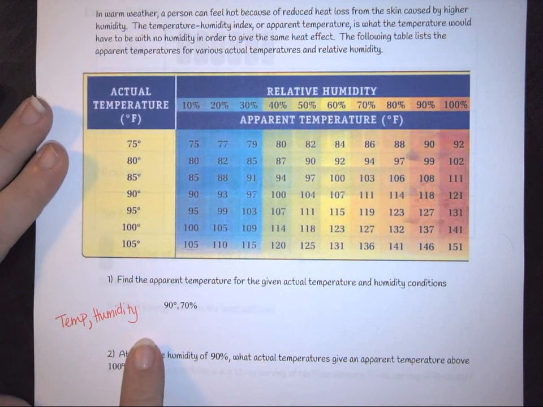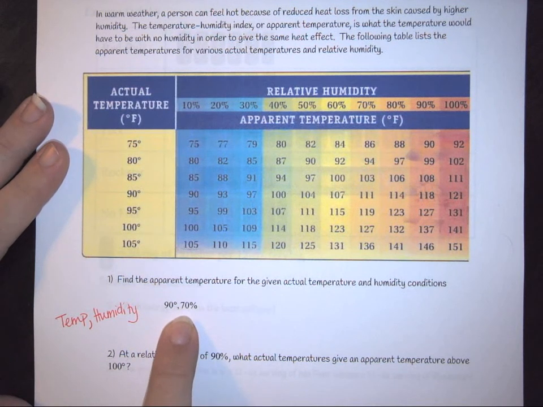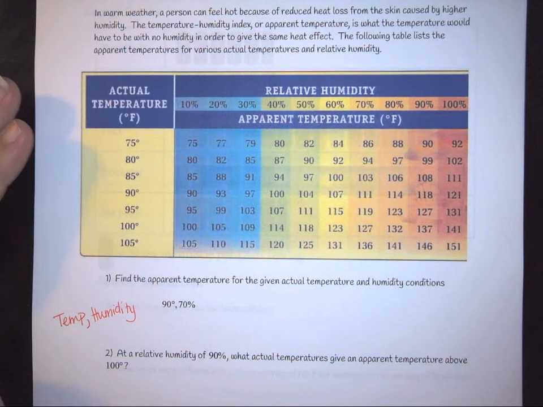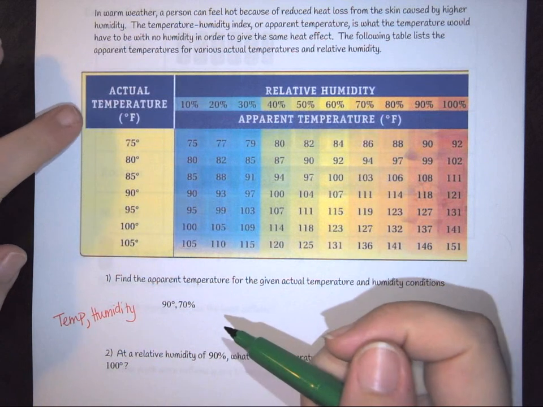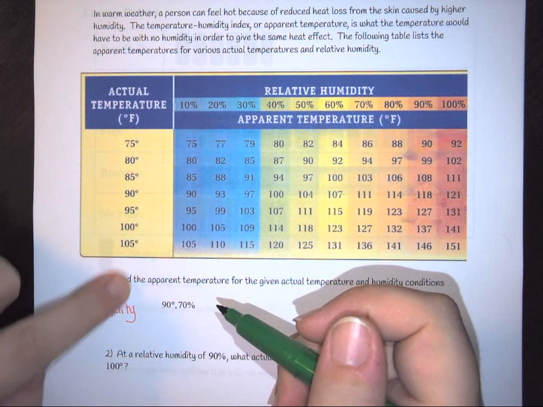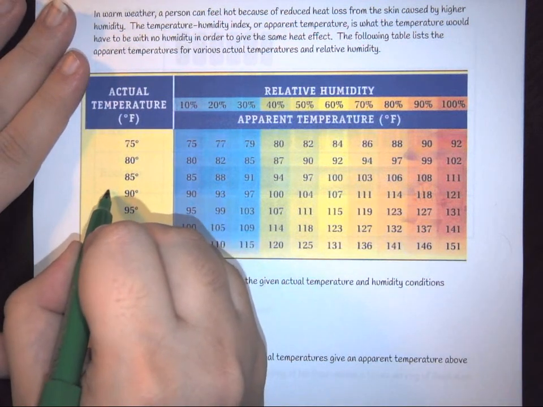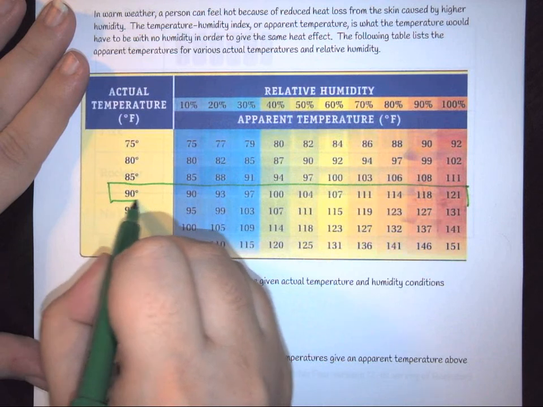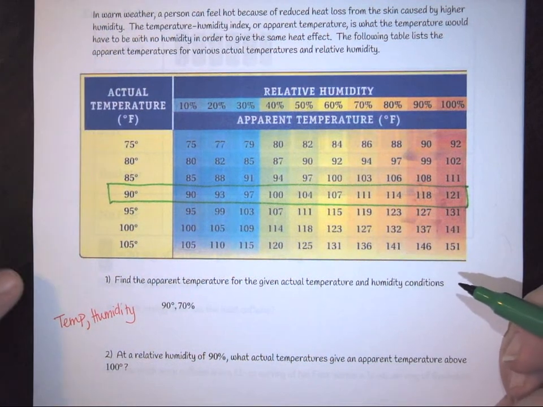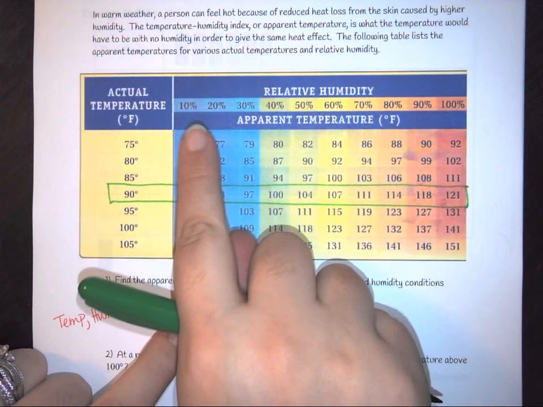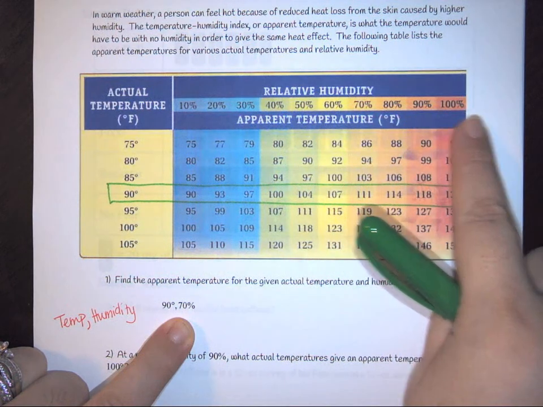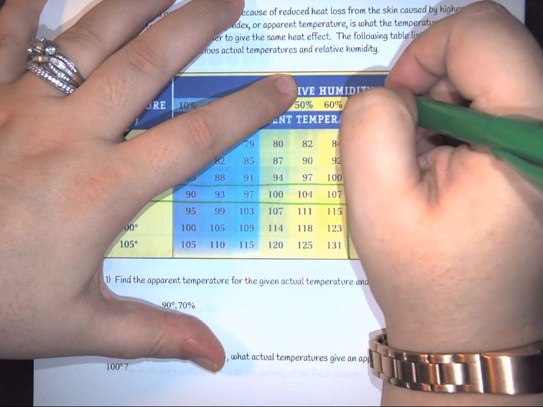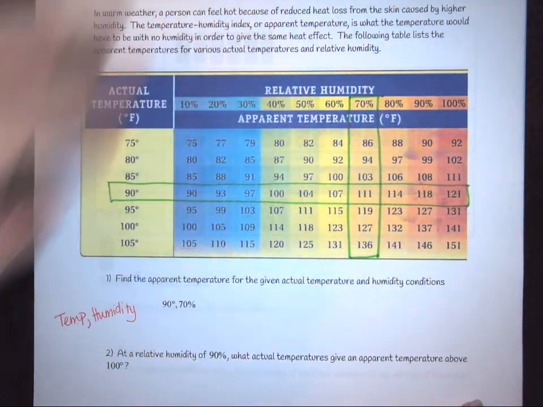So when we want to know the conditions when a temperature is 90 degrees with 70% humidity, we have to go into the table and look. Notice this column right here is my actual temperatures, and I want a temperature of 90, so I am looking specifically at this row. Then I want a humidity of 70. My labels up here across the top are my humidities, so I am looking specifically down here at my 70%. And so there we go.